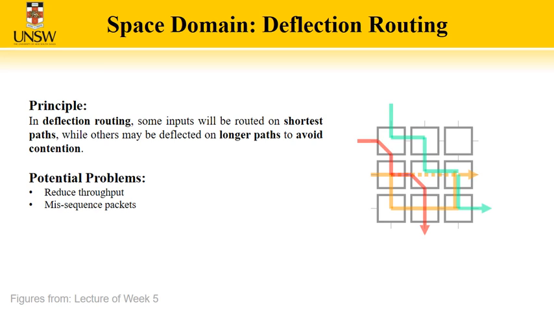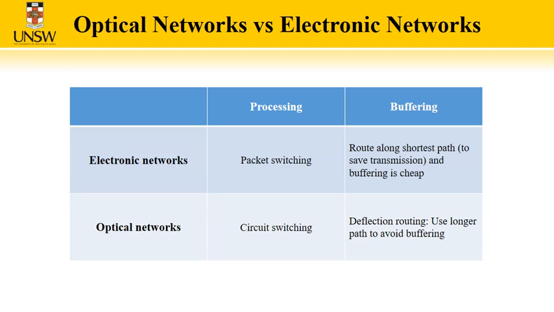Let's find some differences between electronic and optical networks. In terms of processing, electronic network is more suitable for packet switching, while optical network is more suitable for circuit switching. In terms of buffering, packets are forwarded on shortest paths in electronic network, while packets may be deflected in optical network.